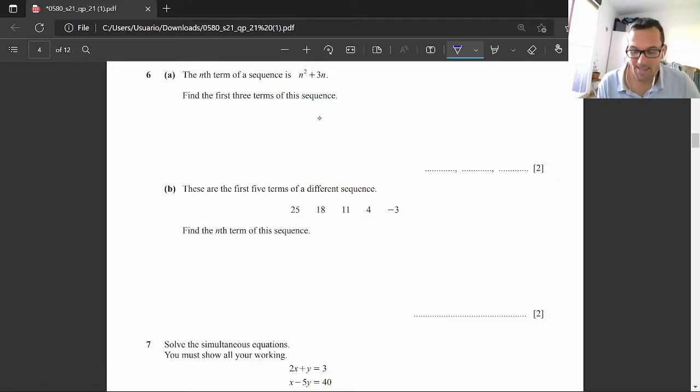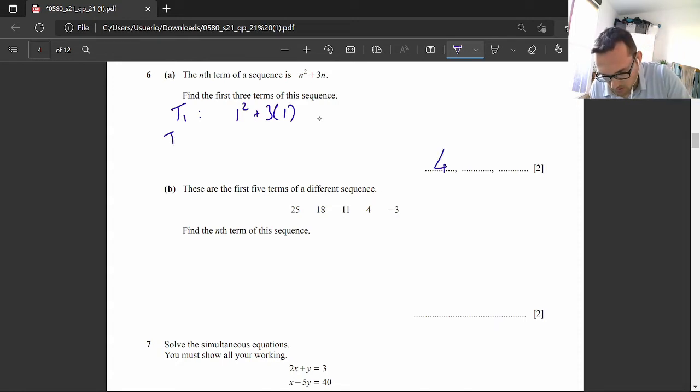Question 6a, sequences. It should give us the nth term rule of the sequence n squared plus 3n, and we define the first 3 terms. Straightforward. So term 1, we substitute 1 into the n, so it will be 1 squared plus 3 times 1, which of course is 4.